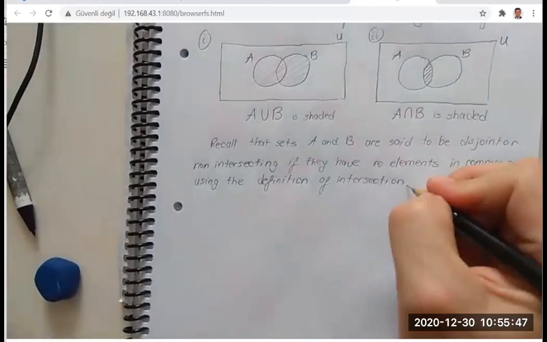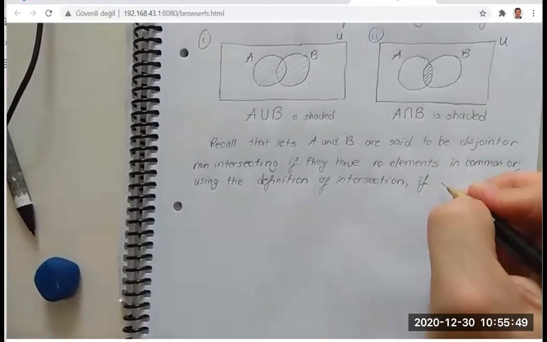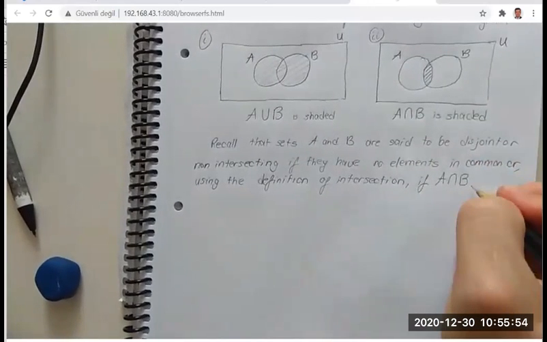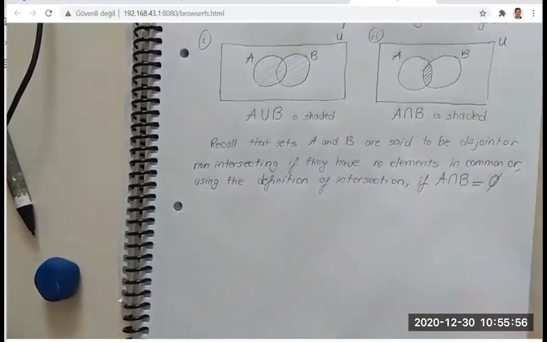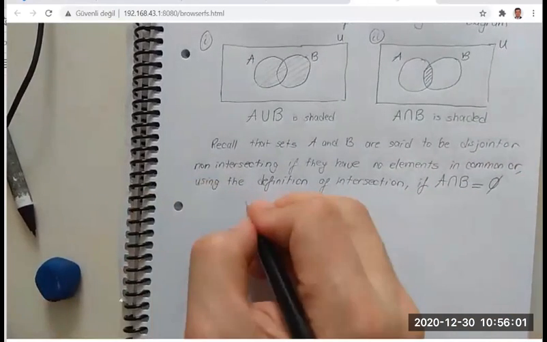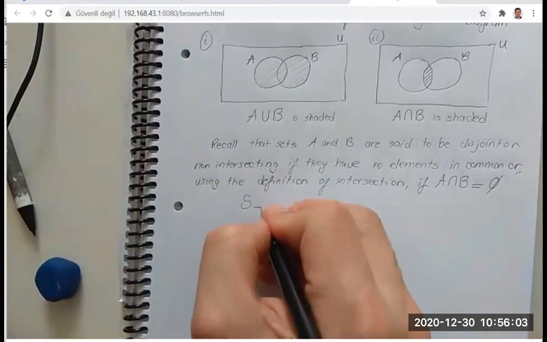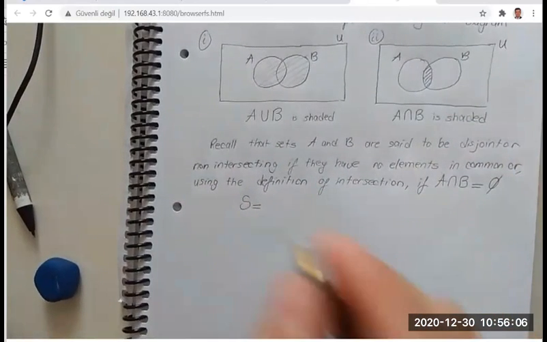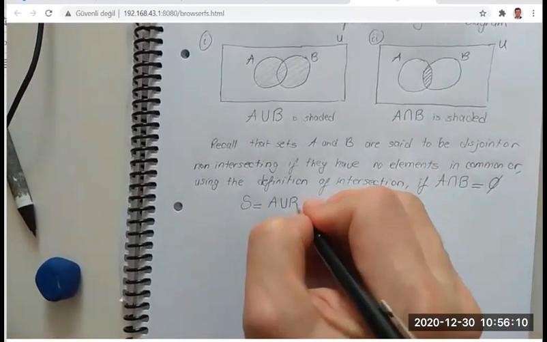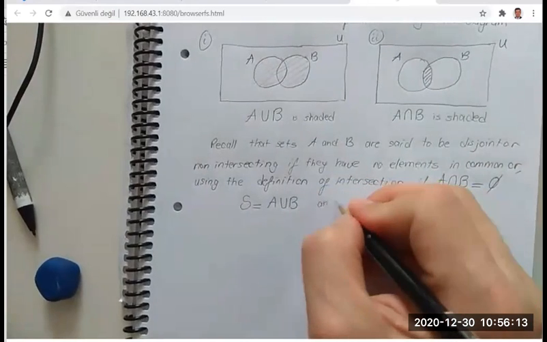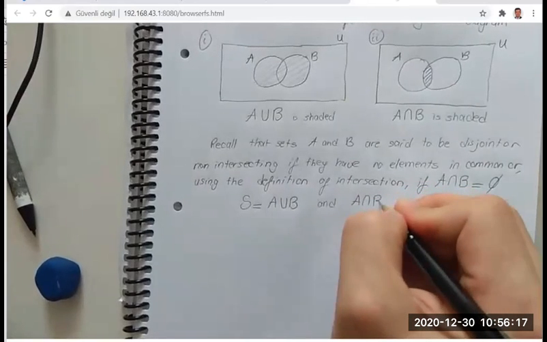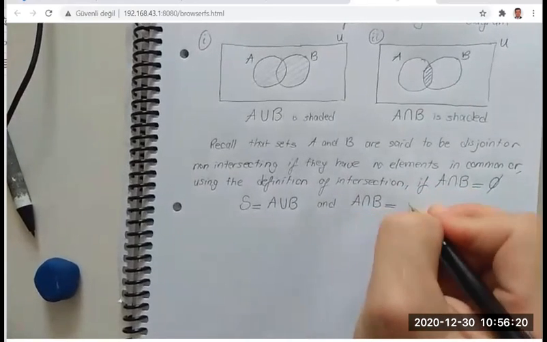If A intersect B is equal to empty, and S is a set as A union B, and there A intersect B is equal to empty.